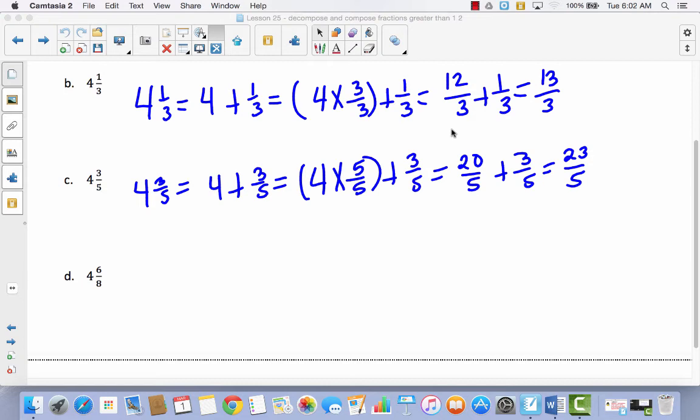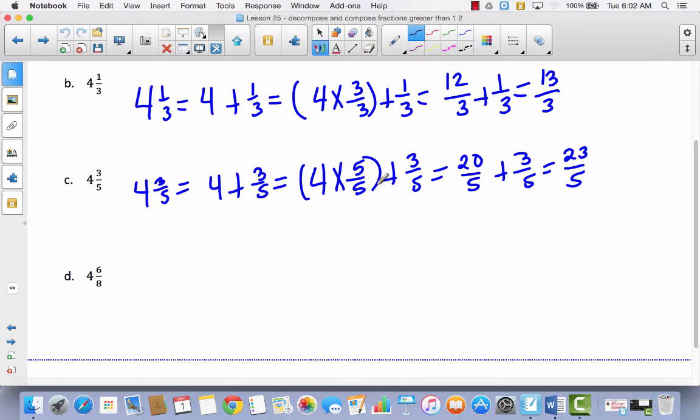Go ahead and pause the video and see how much of this you can do all by yourself and then come back and we'll check together. Okay, so hopefully you try to do this one all by yourself. All right, so 4 and 6/8 means I have 4 wholes and then I have part of another, so I have 6/8. So that's going to be the same thing as 4 plus 6/8.